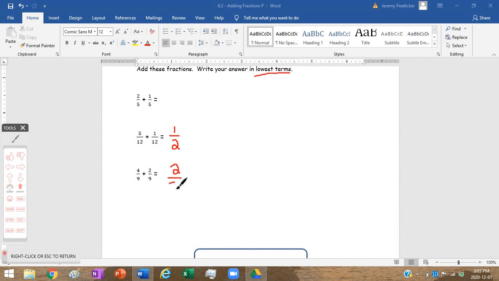And final answer here. Both of these I had to simplify to get to where they were. So the first one, you may have seen 6/12. Second one here, you may have seen 6/9.